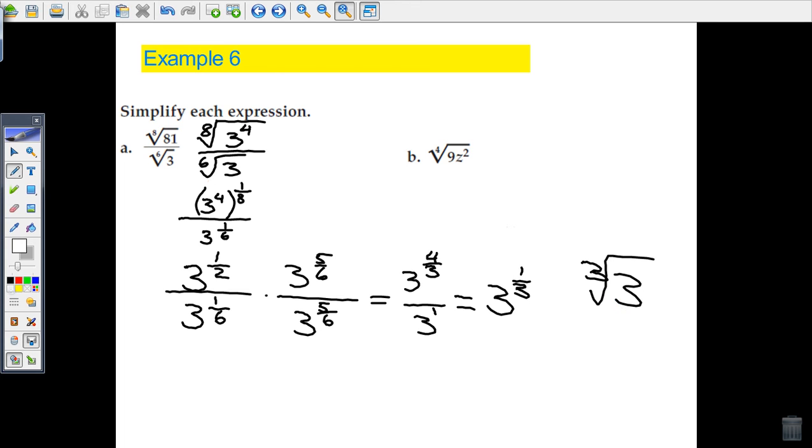Okay, so I'm going to B. All I have to do is erase this part.